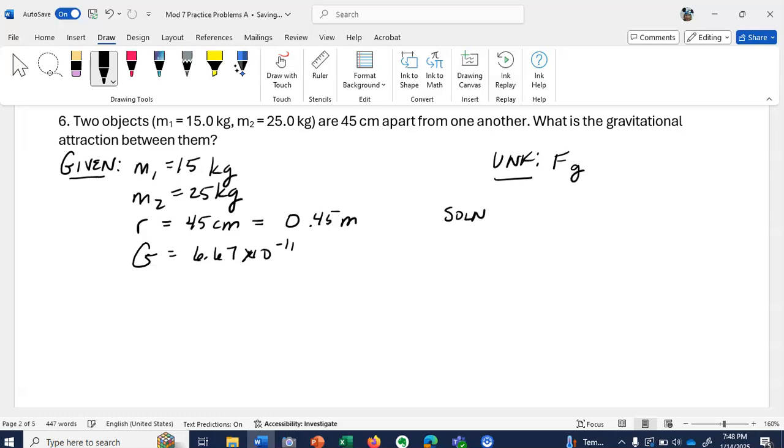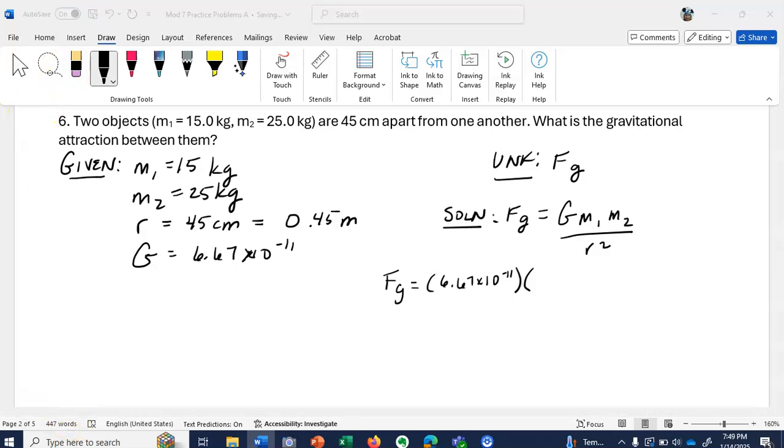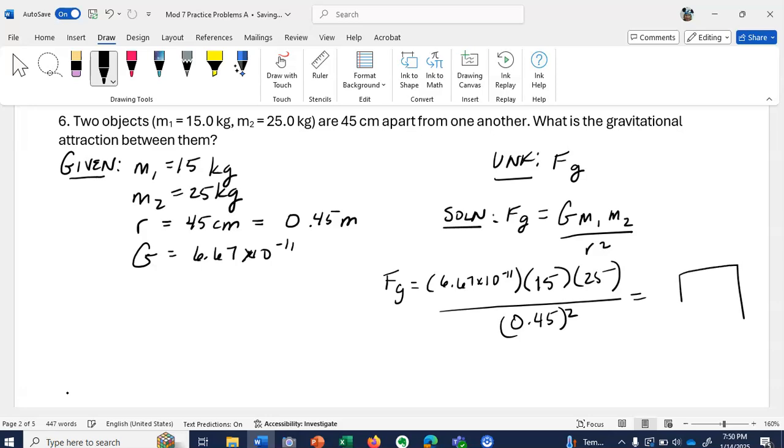For the solution, the force of gravity is equal to the gravitational constant times mass 1 times mass 2 over r squared. So this is 6.67 times 10 to the negative 11 times, all right, let's continue to plug in. We have 15 times 25 all over 0.45 squared, and that's going to give you your answer.